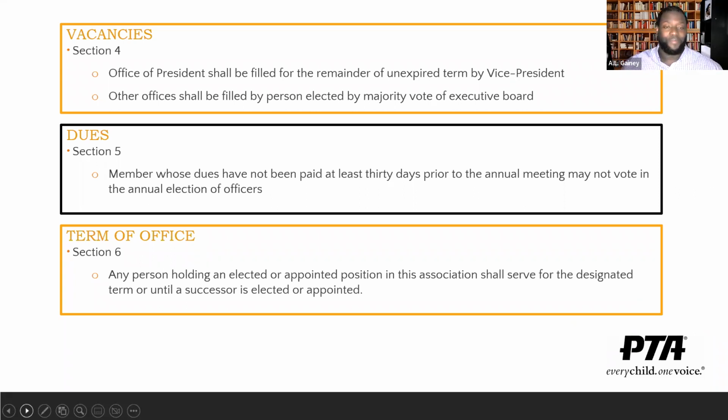Let's roll on, okay? So again, the requirement is 30 days prior to the annual meeting to be a member in order to vote in the annual election of officers. Now, the term of service, again, we've shared before, is 1 year with the option to be elected to a second 1-year term, not, of course, spending more than 2 consecutive years in any position.